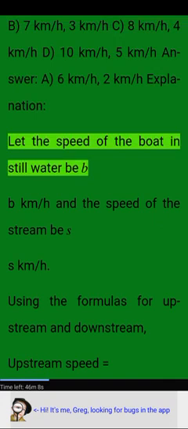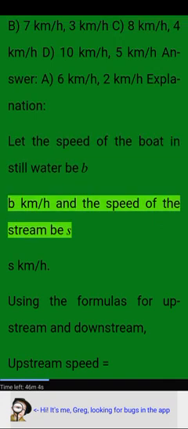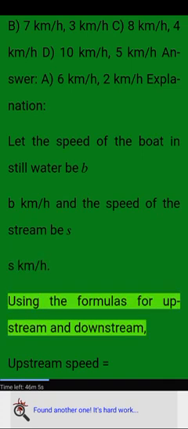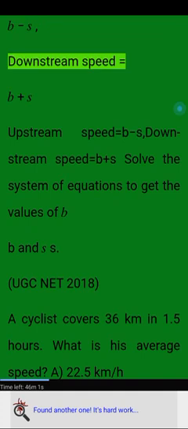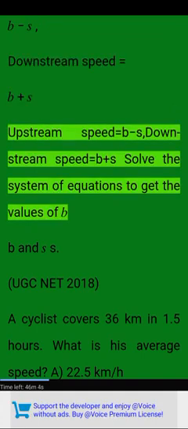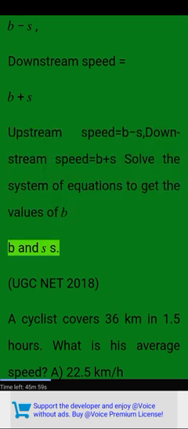Explanation. Let the speed of the boat in still water be b kilometers per hour and the speed of the stream be s kilometers per hour. Using the formulas for upstream and downstream, upstream speed equals b minus s, and downstream speed equals b plus s. Solve the system of equations to get the values of b and s.